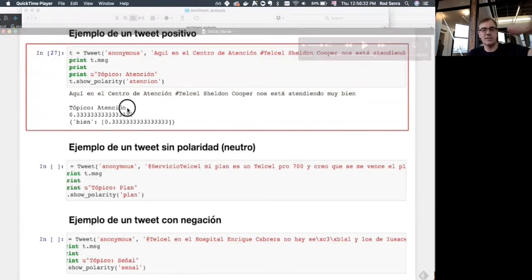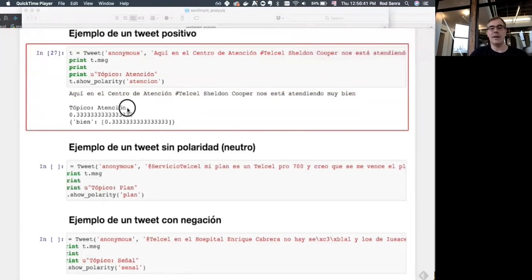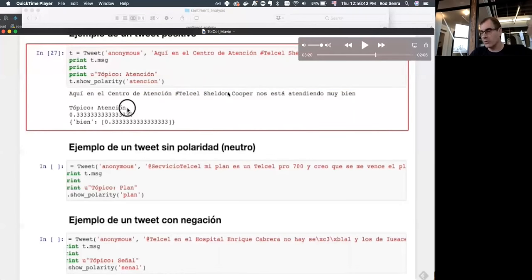So this is what this is all about. And it's using the good service. It's something positive, but if there was a negative part here, it would invert this. So I translated wrong. So it's a compliment. It's saying, in that particular center, Sheldon Cooper is doing a good job. So it's positive, but it's not kind of super positive.